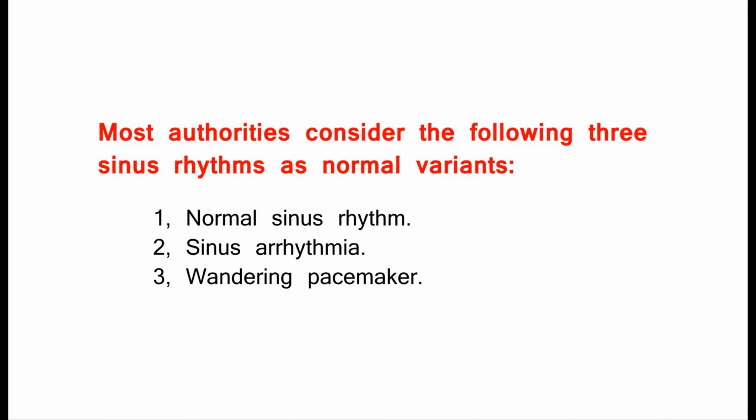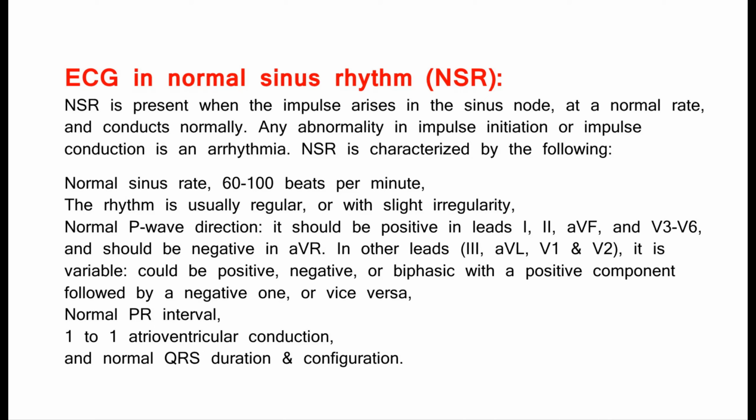1. Normal sinus rhythm. 2. Sinus arrhythmia. 3. Wandering pacemaker. ECG in normal sinus rhythm, NSR. NSR is present when the impulse arises in the sinus node, at a normal rate, and conducts normally. Any abnormality in impulse initiation or impulse conduction is an arrhythmia. NSR is characterized by the following.